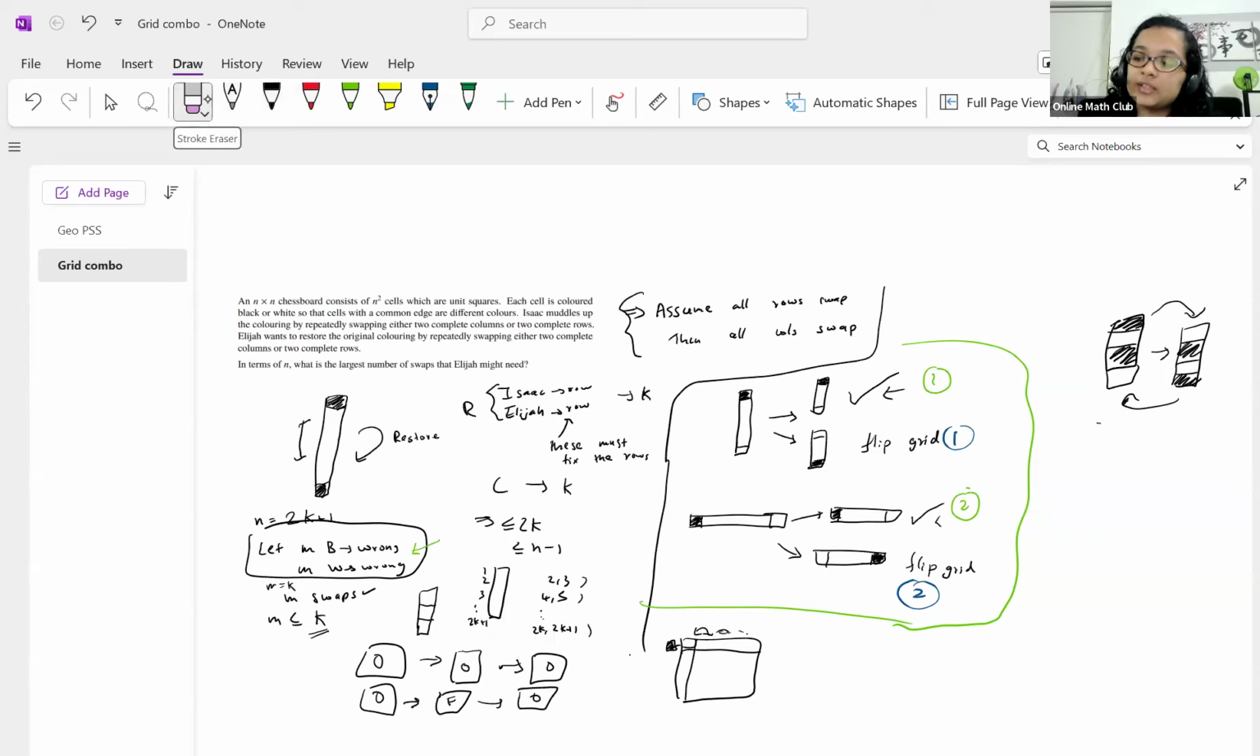So the entire grid flipped its colors, right? Correct. So yes, that is going to have to happen again. Okay, yeah, I got it. Okay. Thanks.